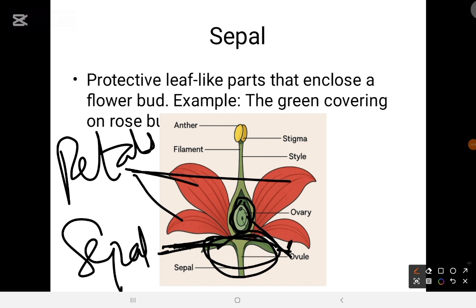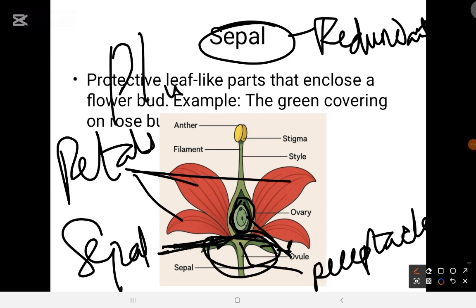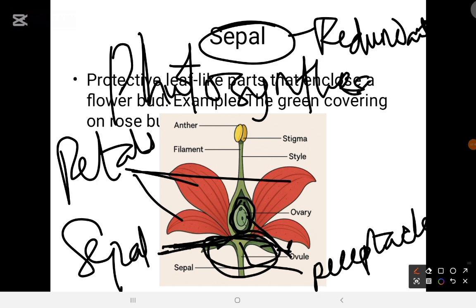Now, the sepal, I said, is this green part, and the receptacle is this base here. The receptacle. Okay? Now, there's something about this, guys. I said that the sepal is the protective leaf-like part that encloses the flower bud. Now, when the flower grows and becomes mature, the function of the sepal becomes almost redundant. Only that in most flowers, it is still used to photosynthesize because, of course, it's green. So it means that it is abundant in chlorophyllous cells. So it is used for photosynthesis.